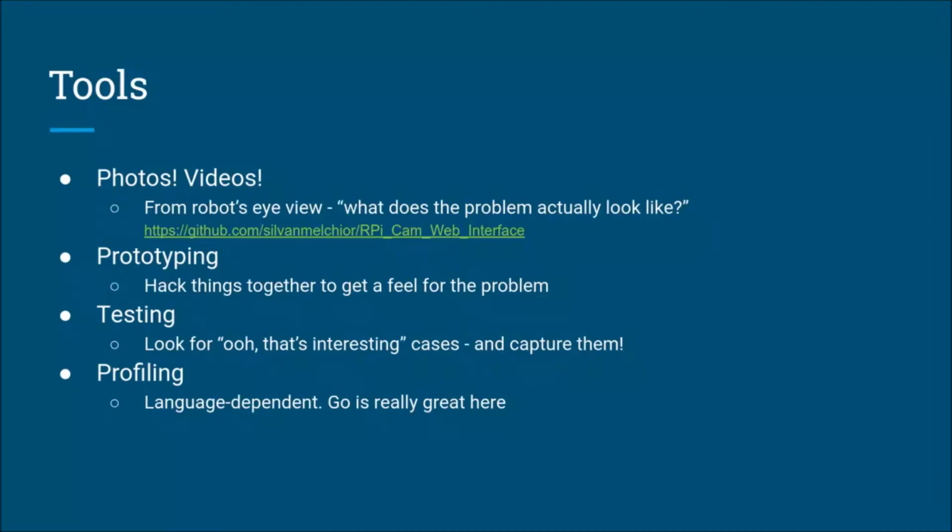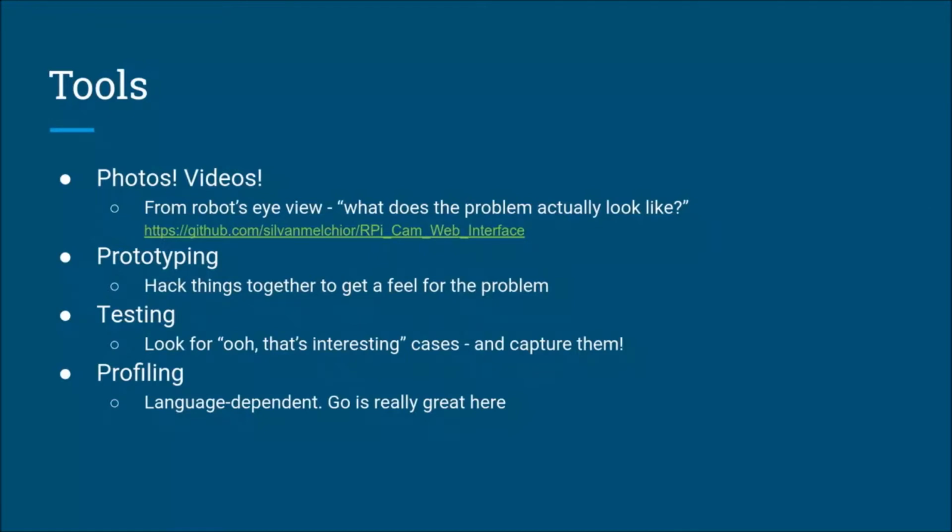I really like this RPi CAM web interface thing. You can just install that on your Pi, and it runs a web server, and you just go to a web page, and you can capture images or videos from the camera. And you can do that really early on, before you've got any camera code at all, right? You can capture photos without having to write any code.